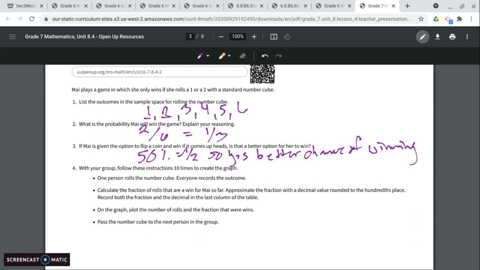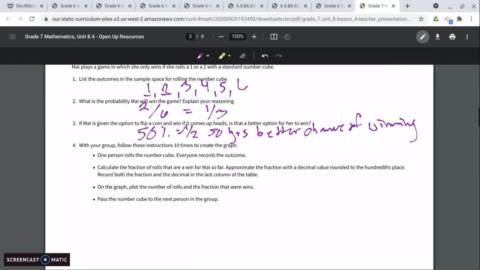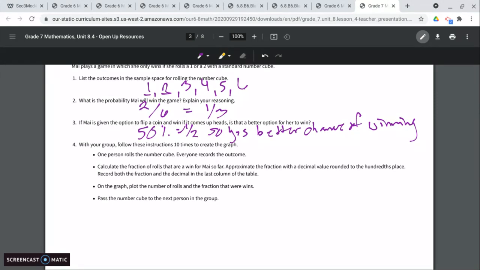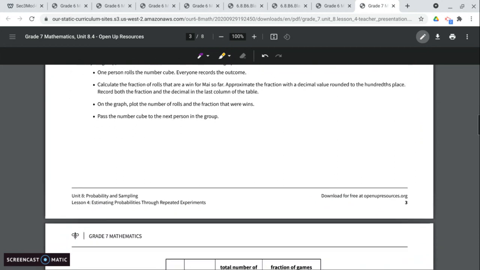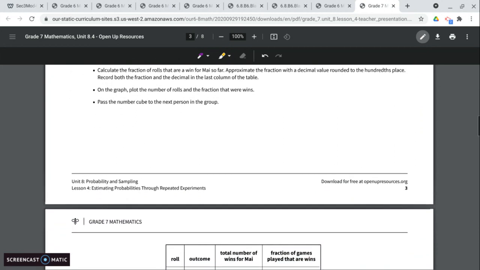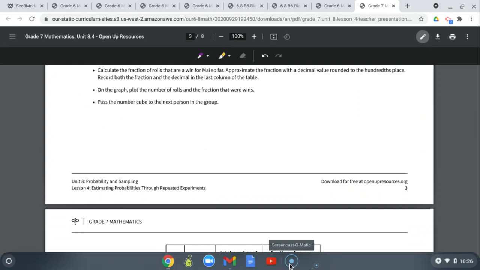All right, so now we're not going to do this with a group, but I'm going to go through and do 10 rolls and list my outcomes, and then the number of times that she would win, and then show what that fraction of the win would be. Then we'll graph it. So I'll roll the number cube, record the outcome, calculate the fraction of rolls that are a win, and approximate the fraction with a decimal value rounded to the hundredths place. So I'm going to go ahead and do that.